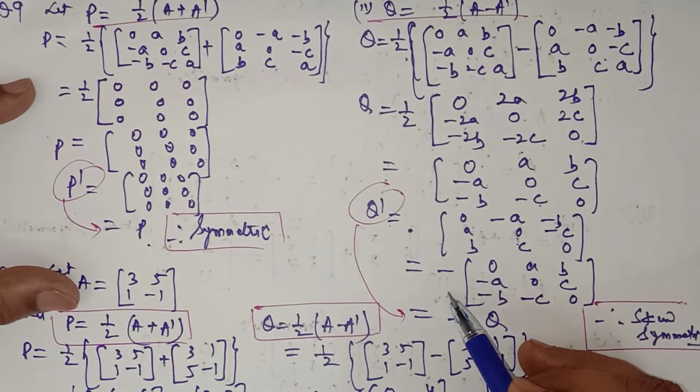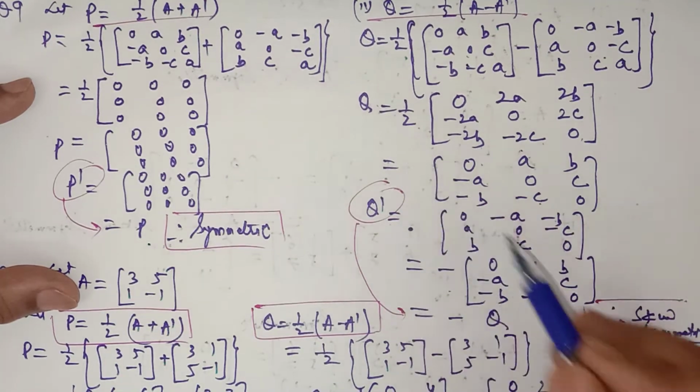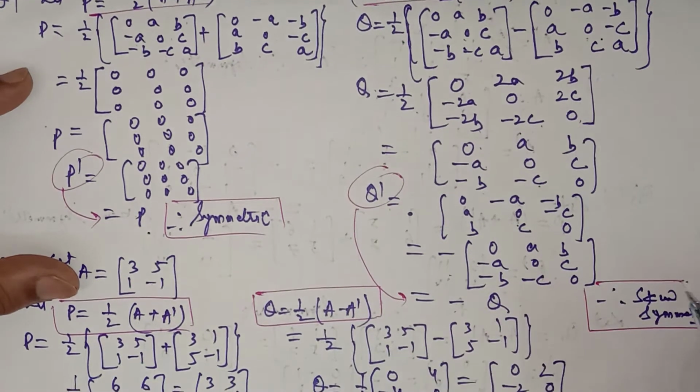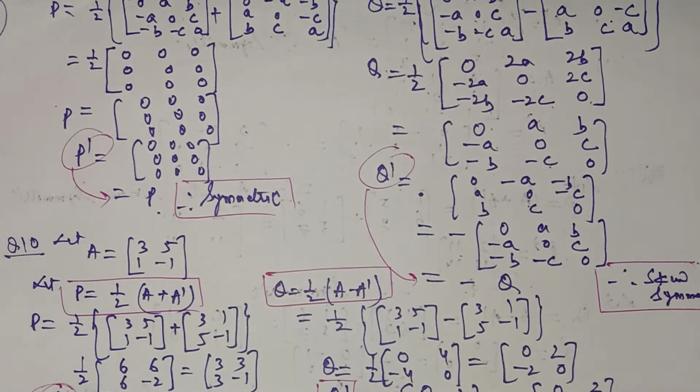Take minus common in this, it comes out to be a Q, which will be equal to minus Q. So it means a skew symmetric means you find the transpose, take minus common, and it will become negative of the original matrix. So it will be a skew symmetric matrix.